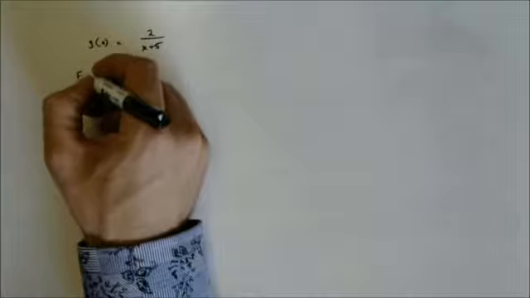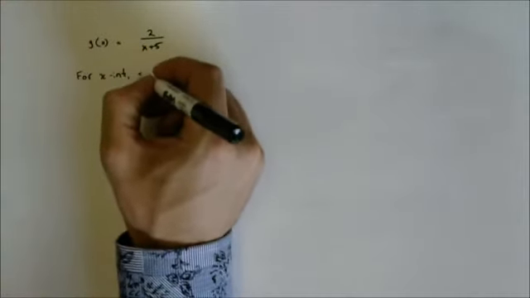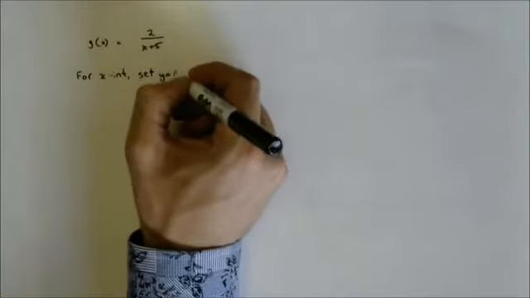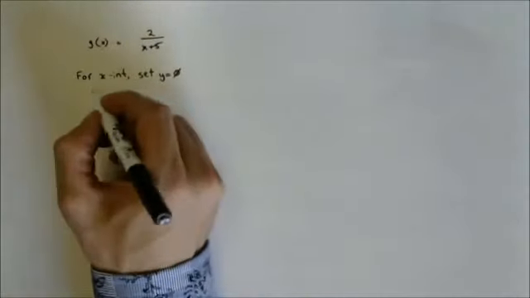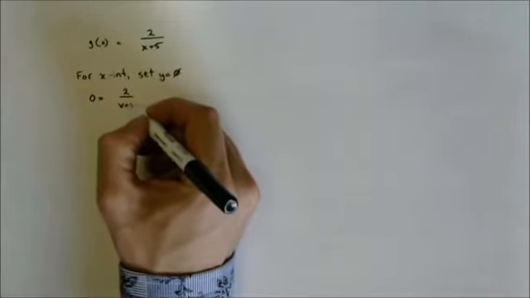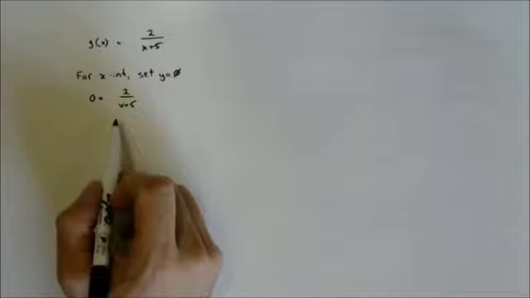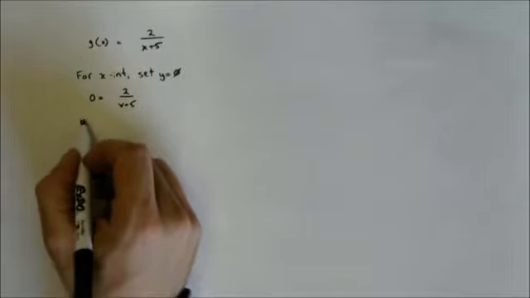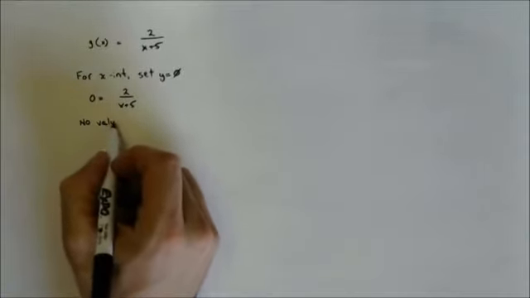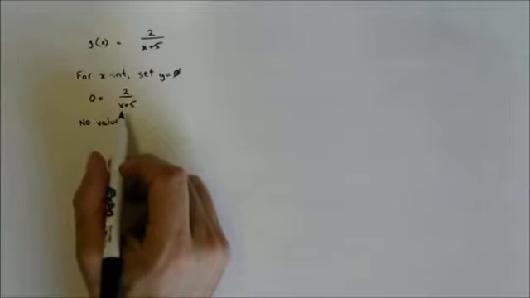How do you solve for the x-intercept? You set y to 0, or f of x to 0. So we have 0 equals 2 over x plus 5. Is there any value of x that will make this true? If x equals -5, the denominator equals 0, then it would be undefined. So the same as the situation we were just in.